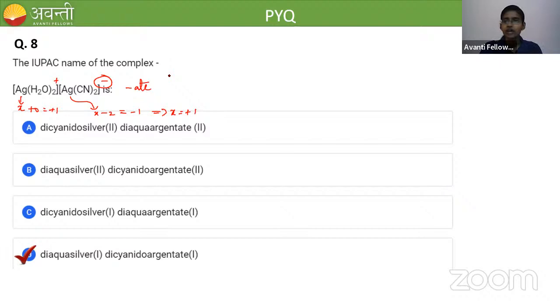For cationic, we use silver, no change in it. And if it is anionic, you have to use argentate. For gold, we are using aurate, right? So like that, for silver, you have to use argentate. So I'll move on to question number 9 then.